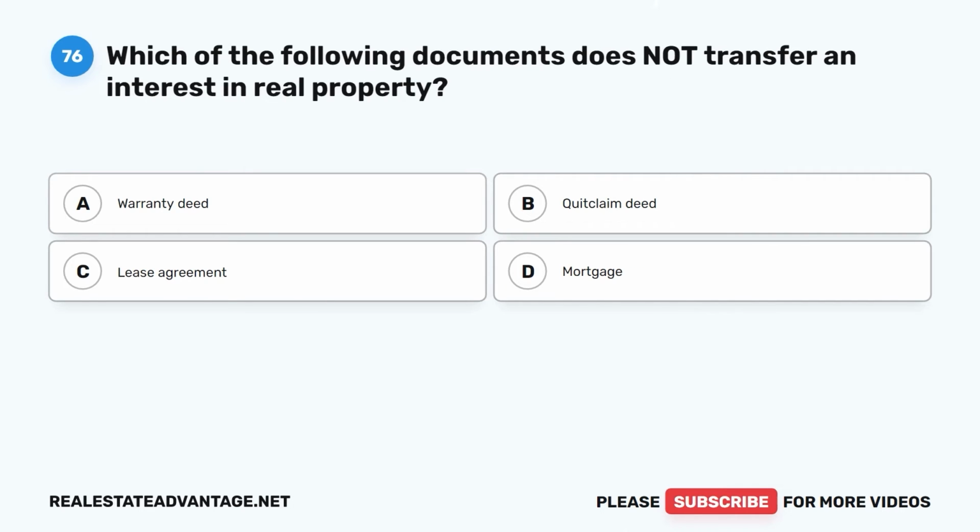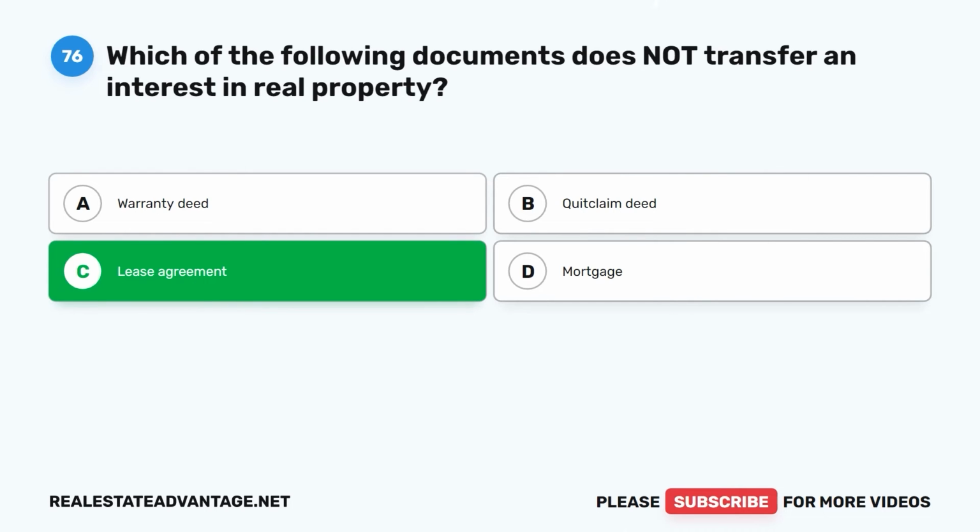Question 76. Which of the following documents does not transfer an interest in real property? A. Warranty deed. B. Quitclaim deed. C. Lease agreement. D. Mortgage. The correct answer is C. Lease agreement.